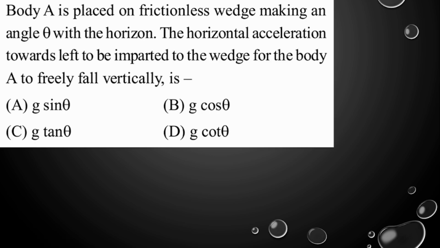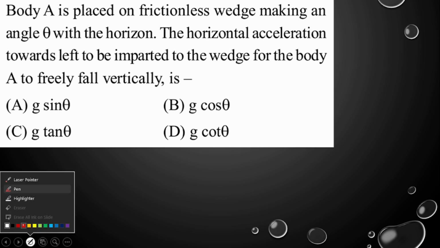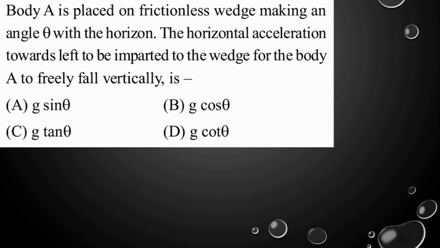Question number 1 is, body A is placed on a frictionless wedge making an angle theta with horizontal, and a horizontal acceleration towards left is imparted to the wedge for the body A to fall freely. So the question is something like, the body is accelerated towards left and the body is falling freely. The wedge is accelerating, the body is falling freely. So let us draw a figure.